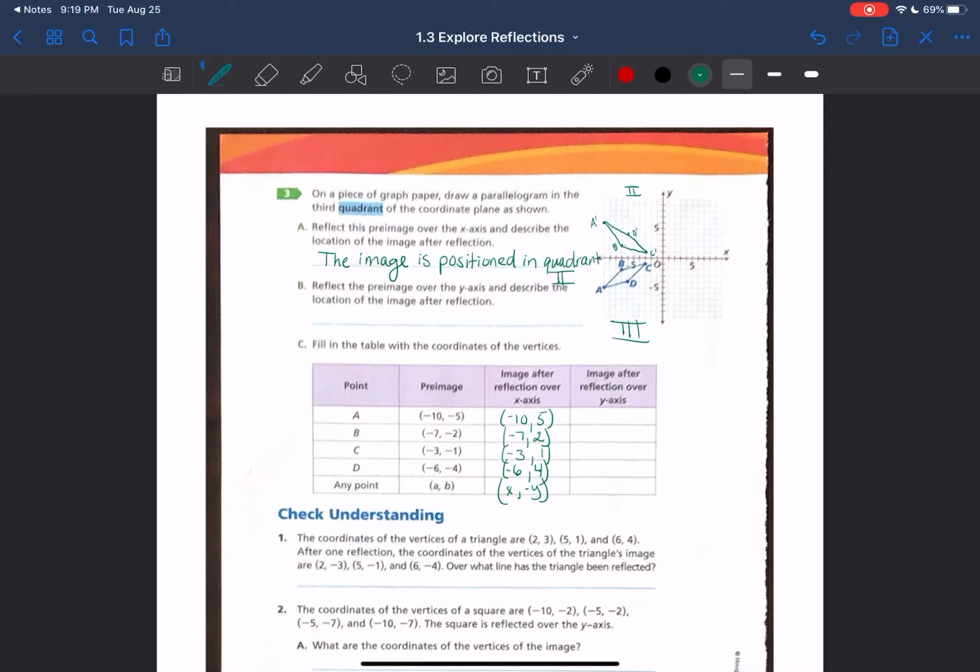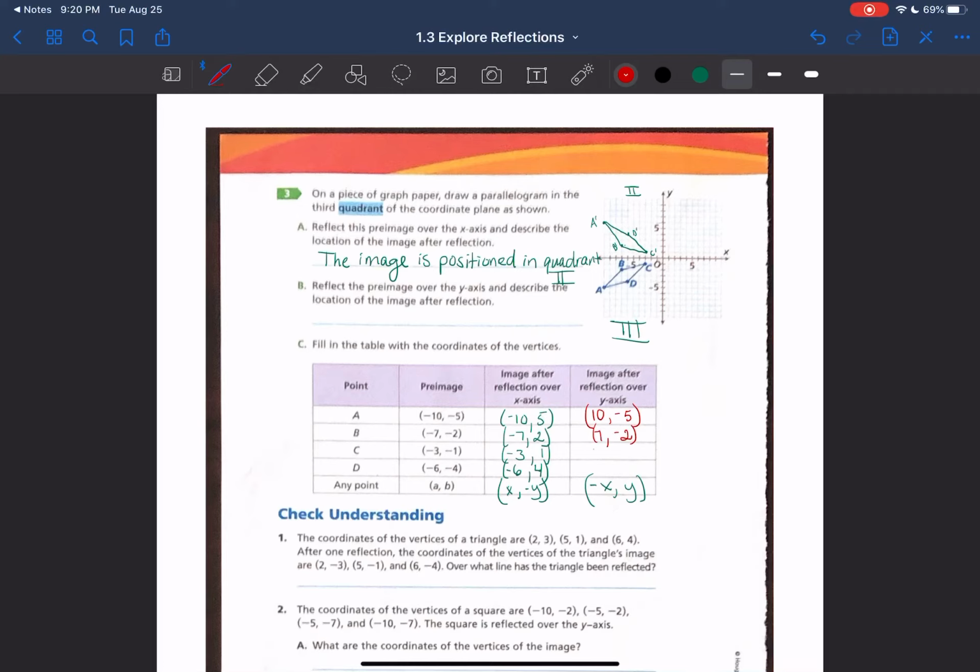All right, reflect the pre-image over the y-axis. So this time when we reflect over the y-axis, we're going to take the opposite of the x-coordinate. We'll take the opposite of the x, and the y will stay the same. So let's go ahead and do that. Opposite of -10 is +10, and then our y-coordinate will stay the same. The opposite of -7 is +7, and then the y-coordinate will stay the same.